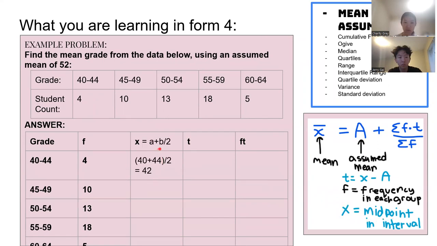The midpoint in each interval can be found by adding the 2 ends of the interval and then dividing by 2.